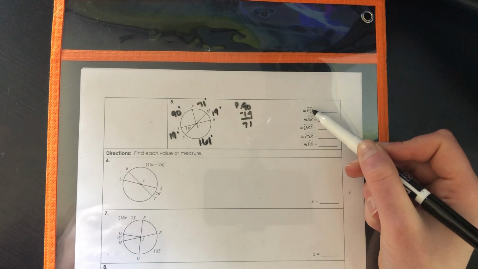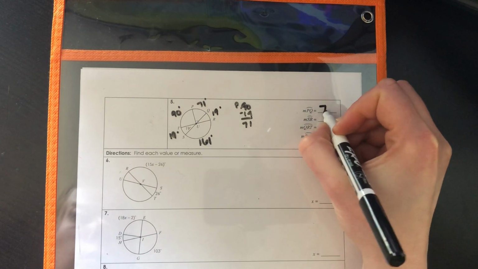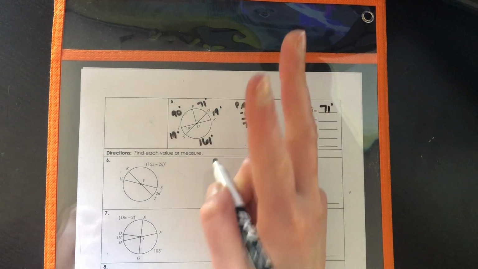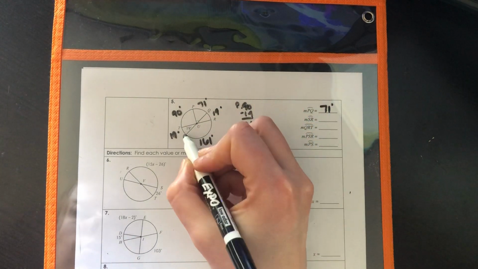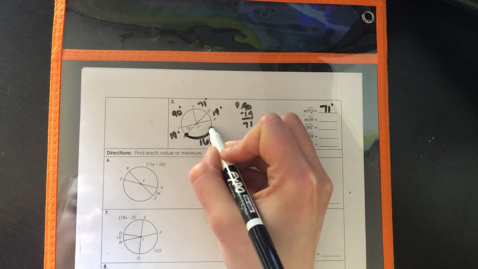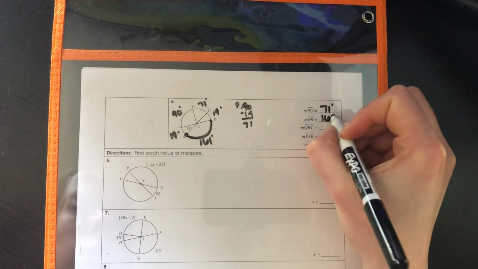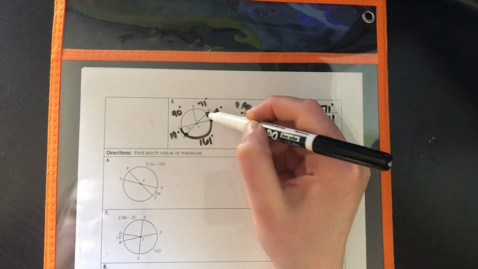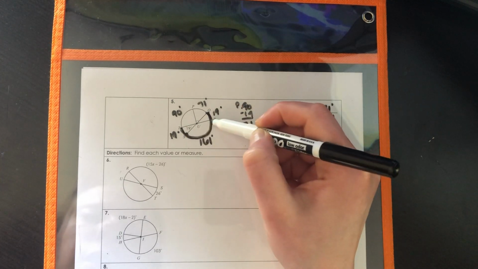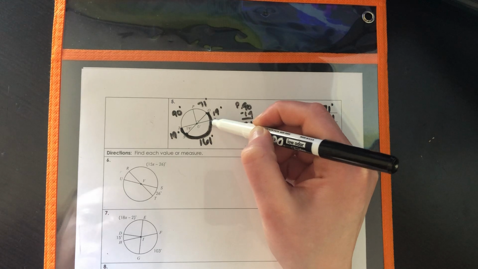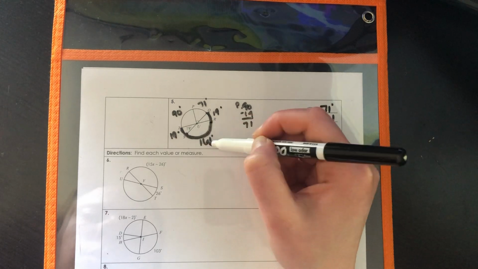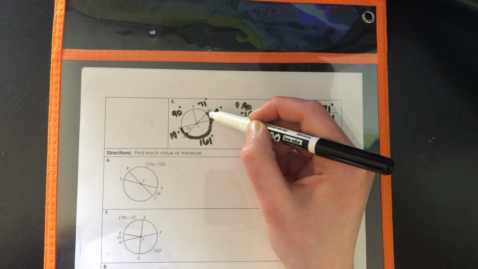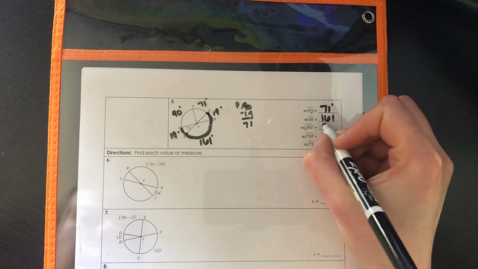So arc PQ is 71. Arc SR is 2 letters, so you go minor, not more than 180. So 161. Q to R to T. Well, I see that I have 180, because if I add these two together, that's 180, plus 19, you get 199.